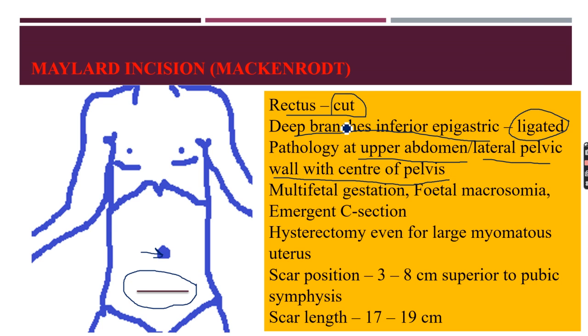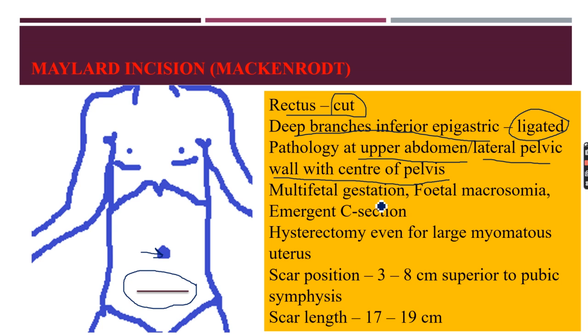For example, here the rectus is being cut. In Venesteen, rectus is spared. Here deep branches of epigastric are ligated in Millard. In Venesteen, it is preserved. In Millard incision, it is meant for extensive disease. Even if the lateral pelvic wall is involved, you can go with it, right?